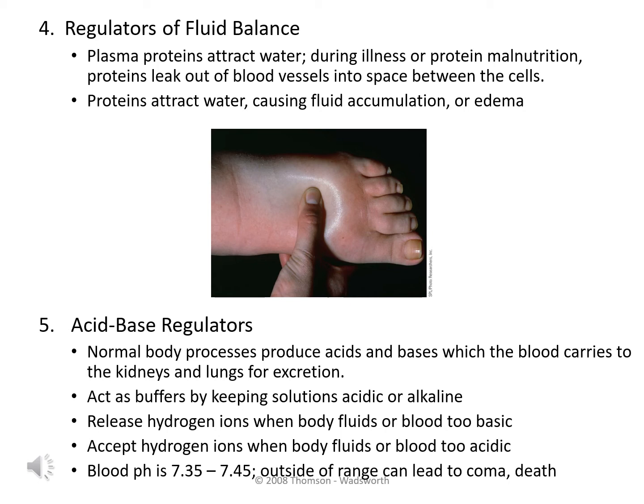Proteins are also important as acid-base regulators. Normal body processes continually produce acids and bases, which the blood carries to the kidneys and lungs for excretion. By accepting and releasing hydrogen ions, proteins can also act as buffers, maintaining the acid-base balance of the blood and body fluids. Maintaining blood pH within its necessary range is critical. Outside of this range, the denaturation of proteins can occur, leading to loss of function of specific proteins and possibly resulting in even coma or death.